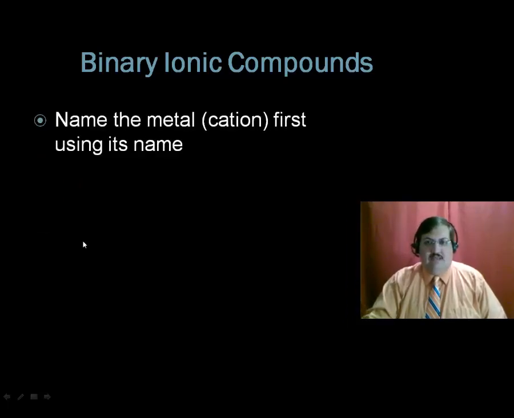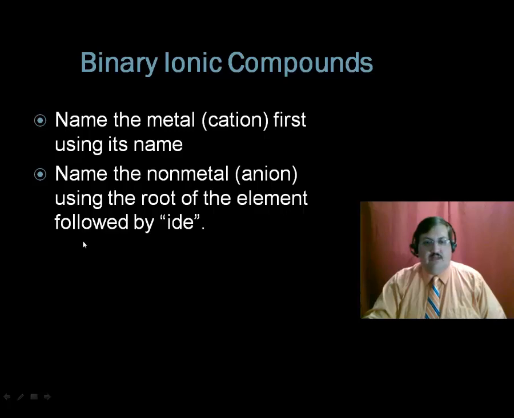When we're naming binary ionic compounds, we always name the cation, which would be the metal, first. And we name it by using its full regular name. The anion or nonmetal is going to be the root of the element followed by -ide if it's just a single element. If it's a polyatomic, then you name it for the name of the polyatomic.